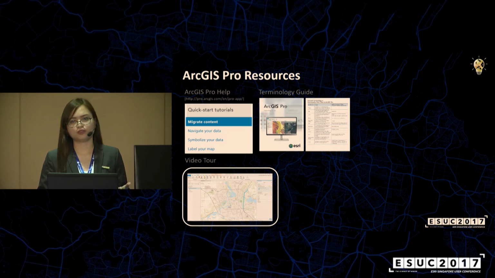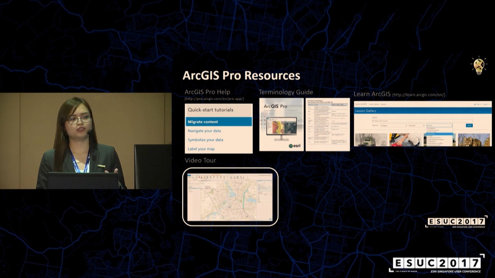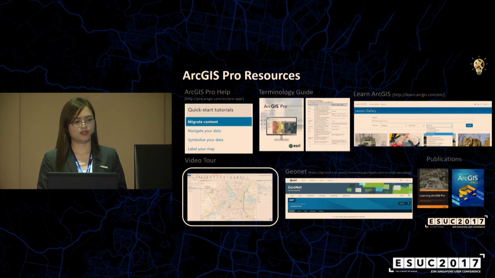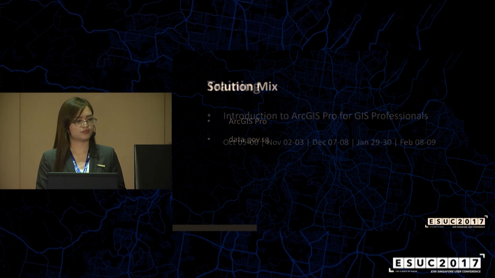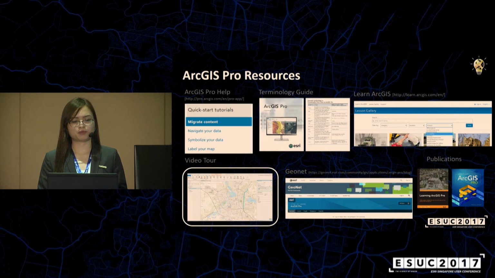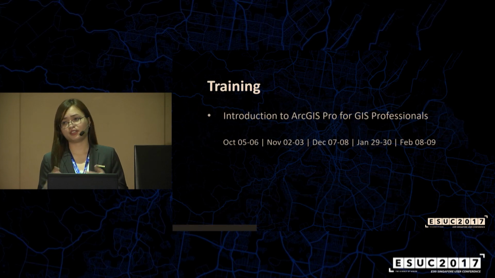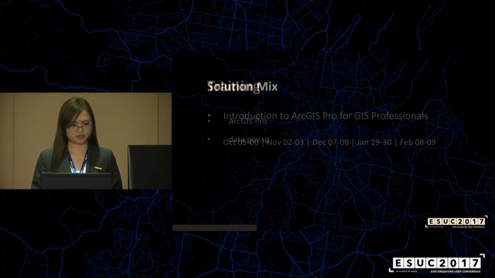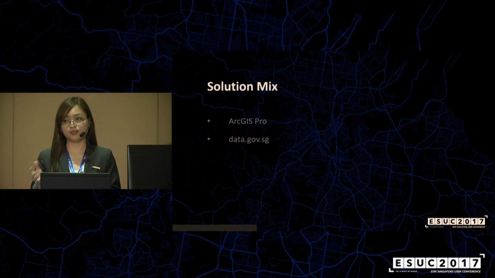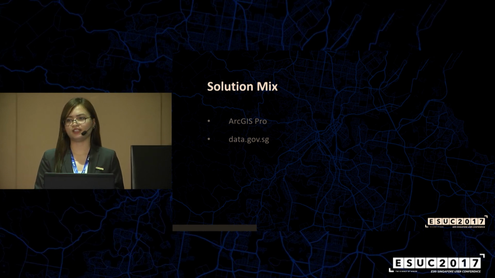You would have the video tours and quick start tutorials and exercises. You can also go to learn.arcgis.com, which contains free exercises. We have GeoNet and publications. Esri is also offering in-house training, introduction to ArcGIS Pro for professionals, and you can refer to our website for the updated training schedule. So at this moment, these are the training schedules. For today's solution mix, we used ArcGIS Pro technology and data.gov.sg for our data.